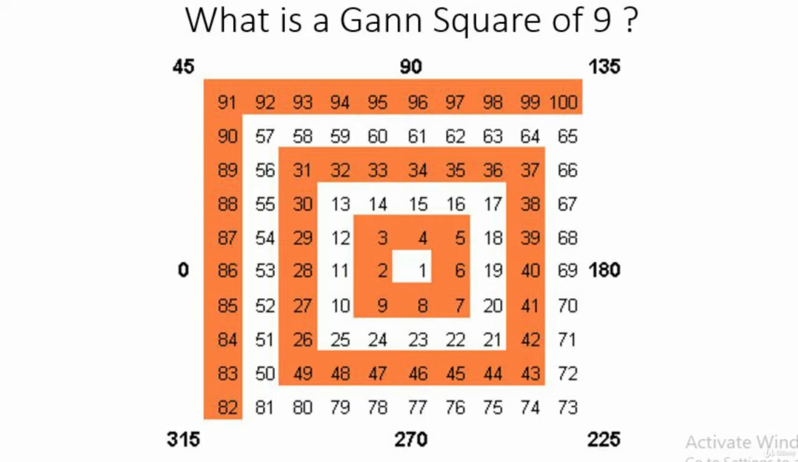We see a spiral form drawn from 1 to 100, and on the outer part 0, 45, 90, 135, 180, 225 and 270. All these are considered to be degrees. So Gann is using a spiral form which gives potential support and potential resistances.